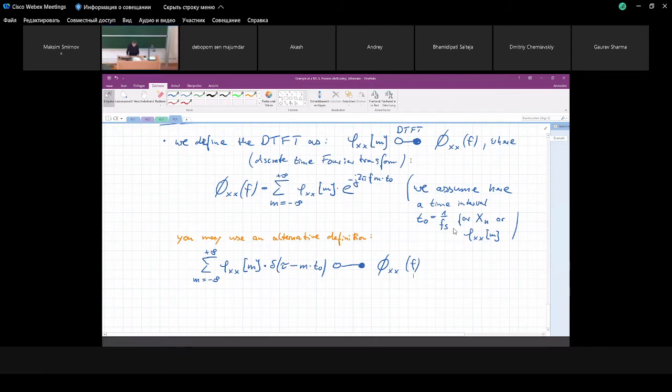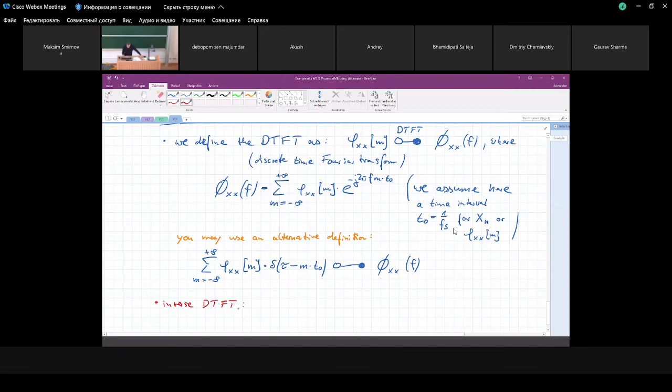It's just what I suggest to you what you can do. Now, before we talk about our example, let's shortly talk about the inverse discrete time Fourier transform.